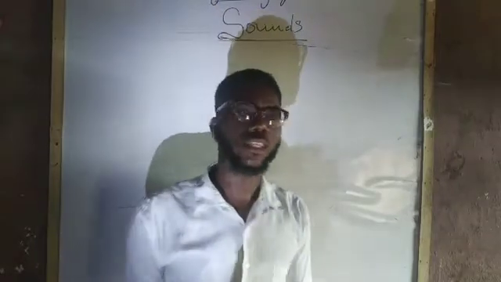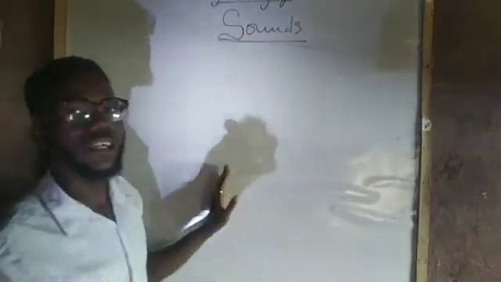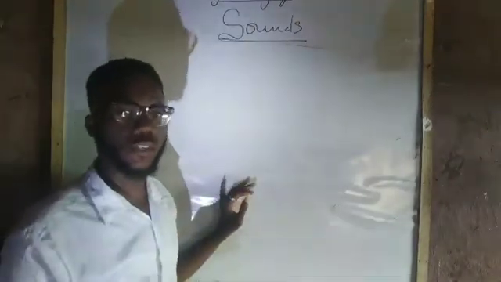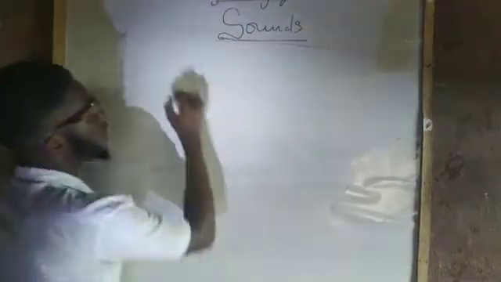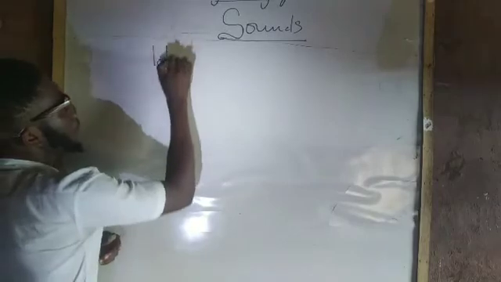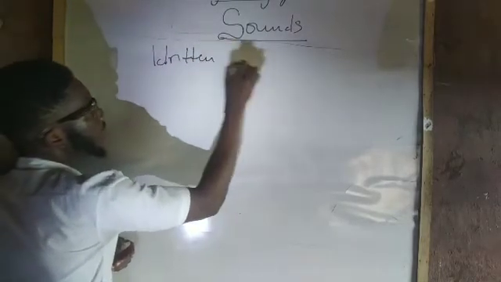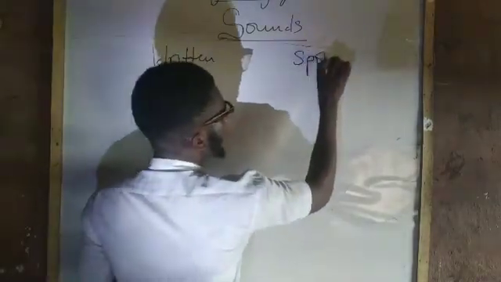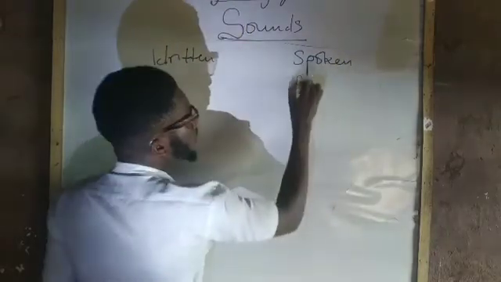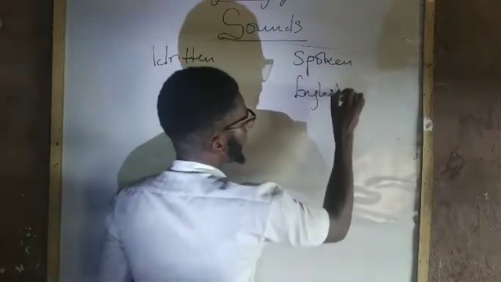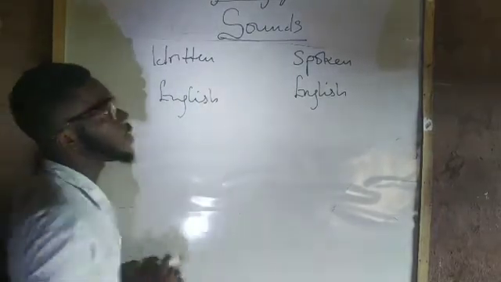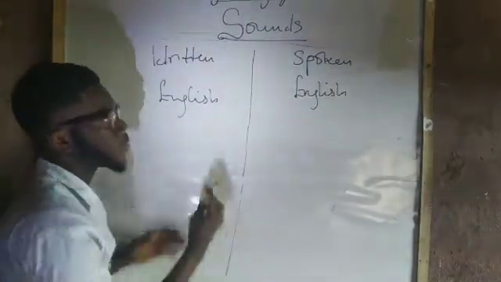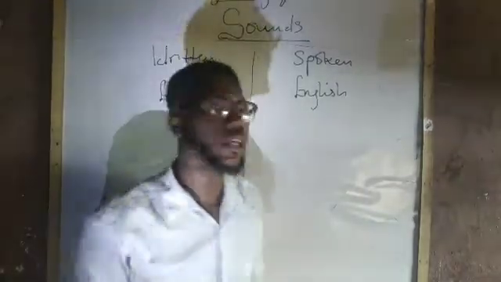I would like you to understand that the English language as a language has two perspectives. And the perspectives we're talking about here are the written English and the spoken English. Now, these are the two perspectives of the English language.